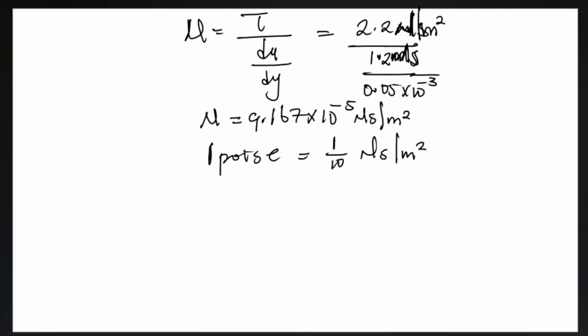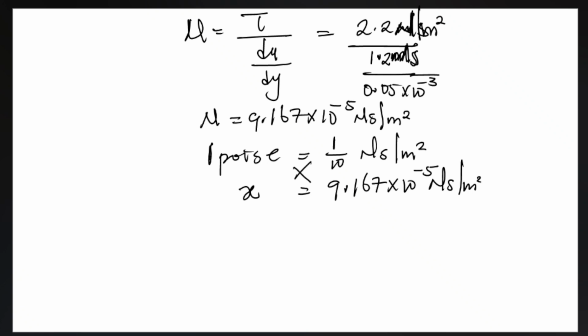Now we're asked to find this in poise, so we can call this x, and x is now equal to 9.167 times 10 raised to the power of -5 Newton seconds per meter square. Somebody will ask me, why are we considering this as x? We are considering this as x because we want to get this value in poise. Are we together? Now, what will you simply do? You cross multiply your equation.